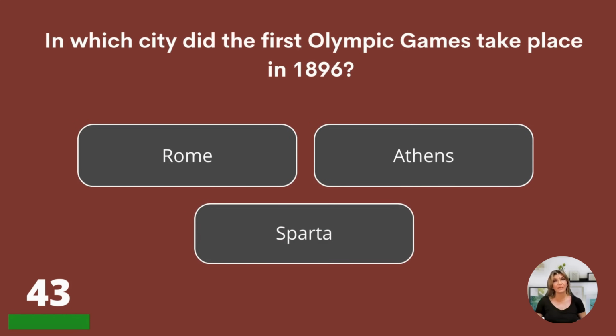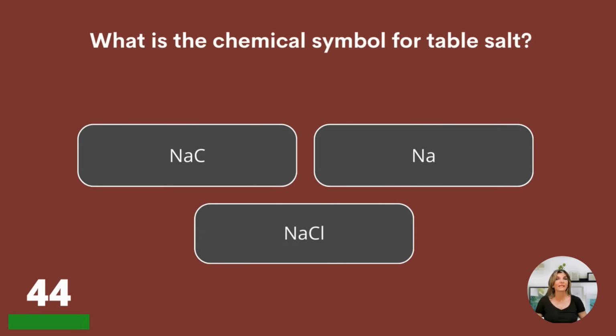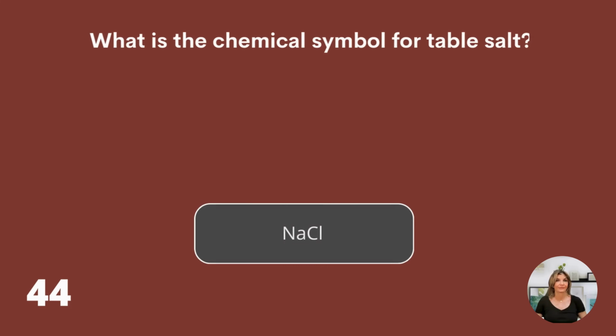In which city did the first Olympic Games take place in 1896? Rome, Athens, or Sparta? Athens. What is the chemical symbol for table salt? NaC, Na, or NaCl? NaCl.